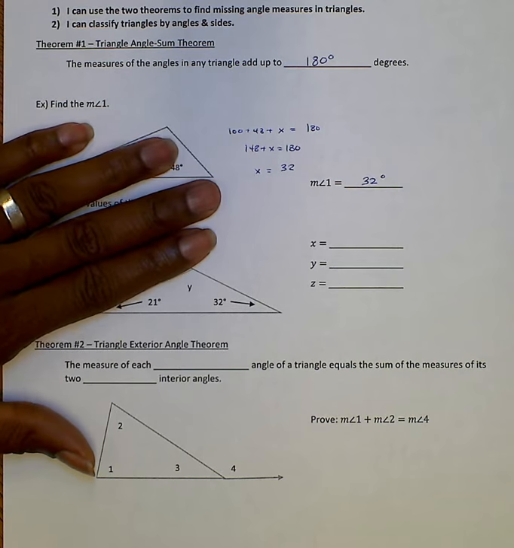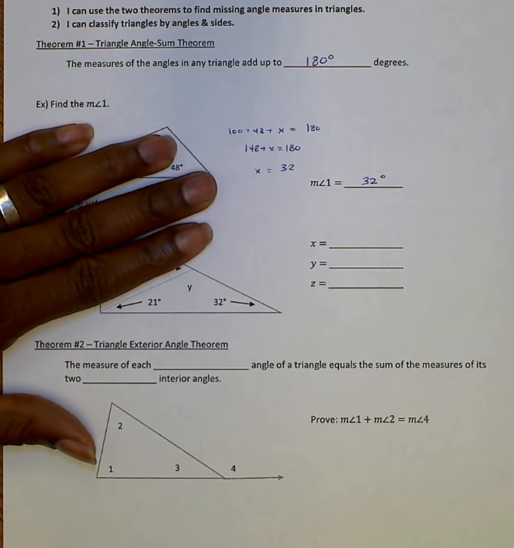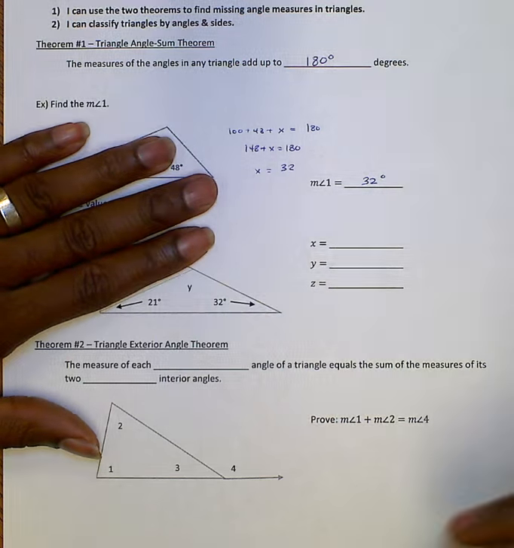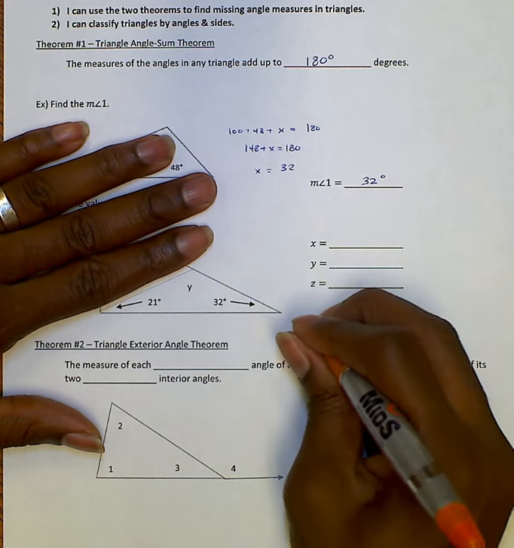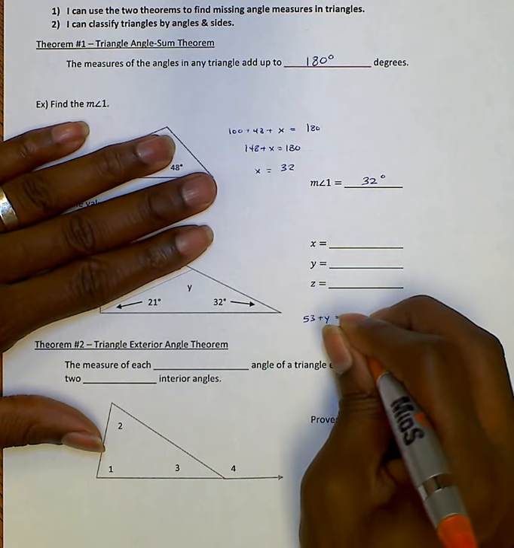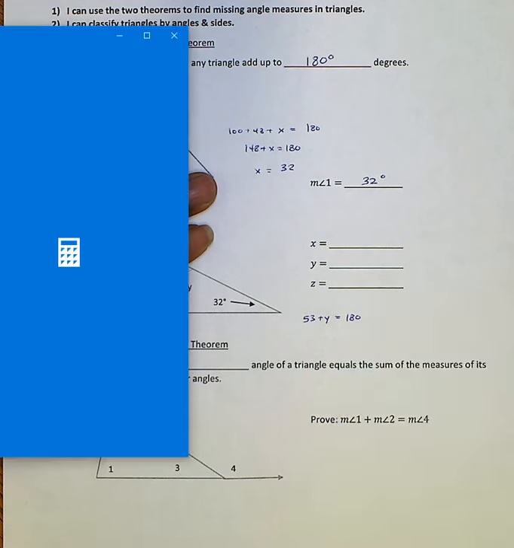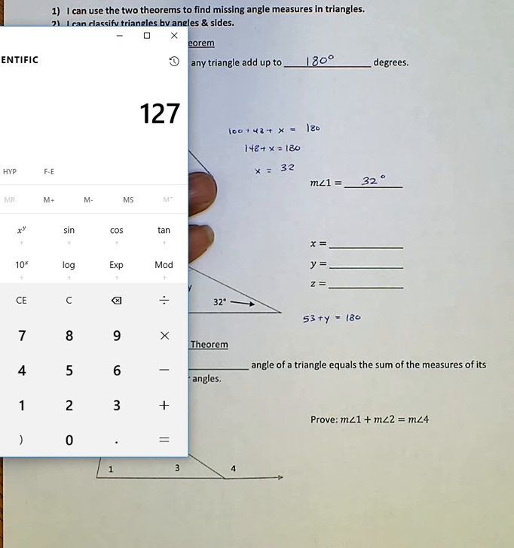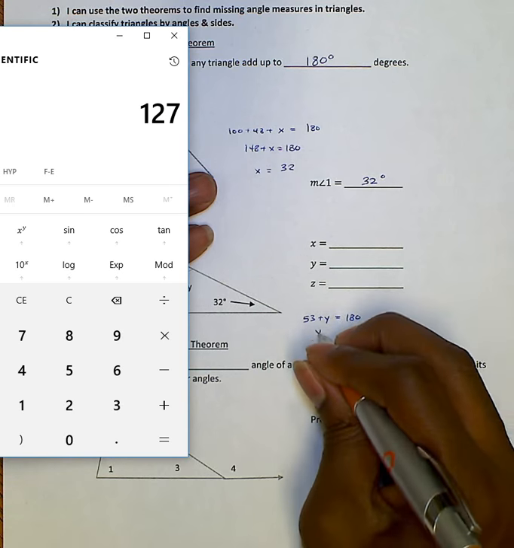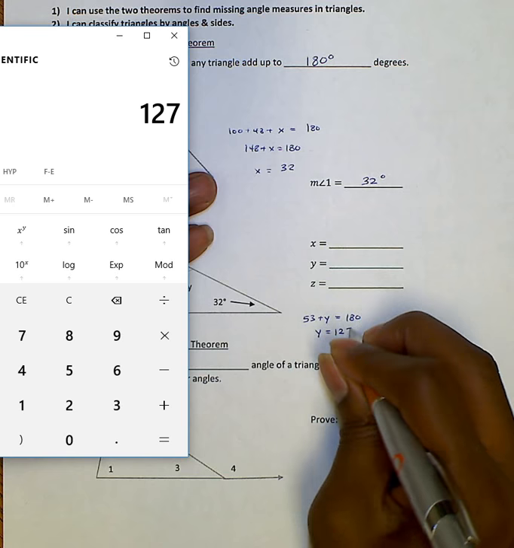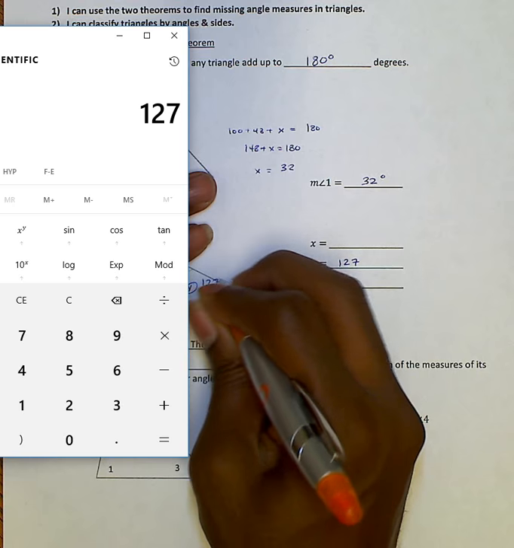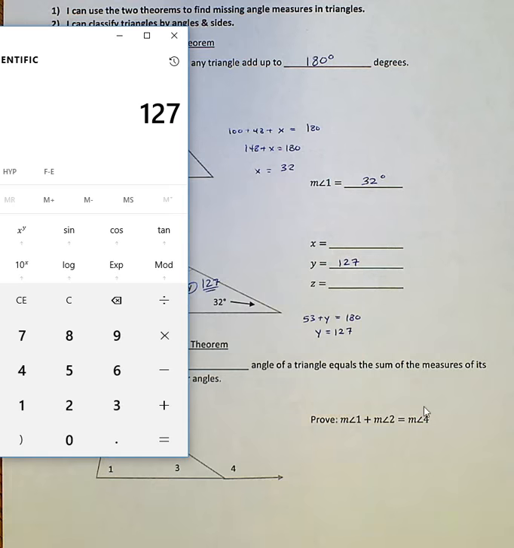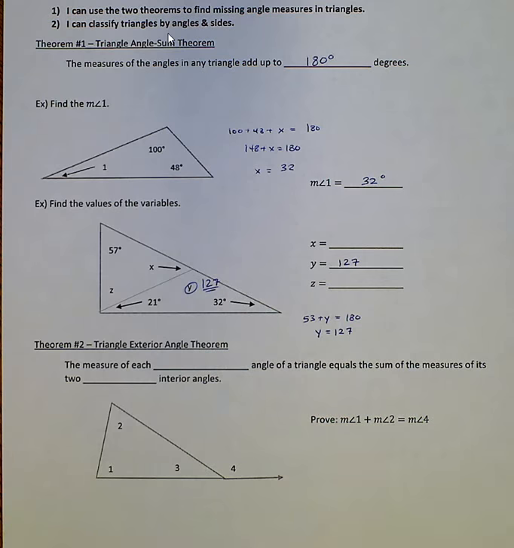So we have this triangle here. And I know that this triangle, it's a triangle, so it has to add up to 180. So I'm going to say, okay, 53 plus y equals 180. Subtract 53 from both sides. Gives me 127. So y is going to equal 127 degrees. Okay. All right. Now, that helps me out because when I look at x, there's a couple ways that we can do this. Actually, I'll skip that for right now.